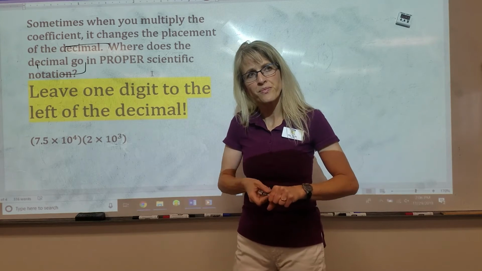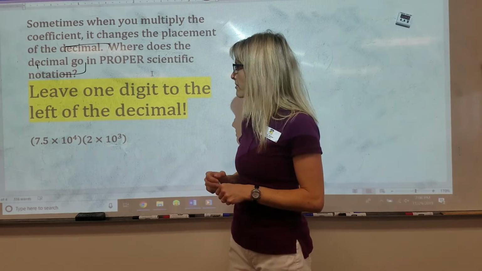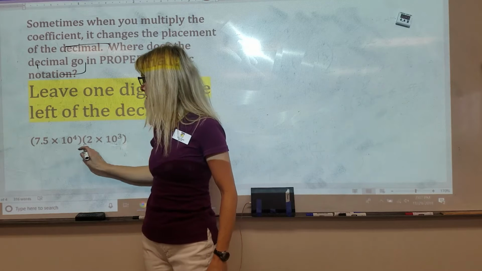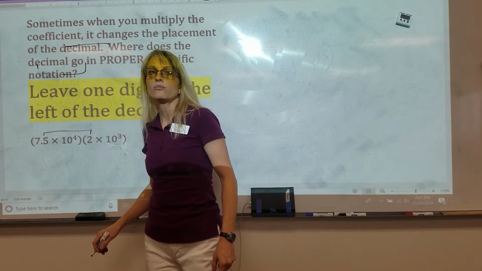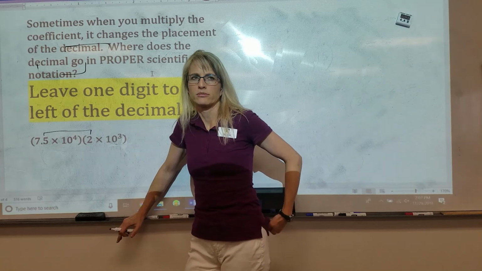Joseph. Couldn't you technically just do it like 7.5 times 10 to the 4th and then do 2 times 10 to the 3rd? How would you multiply it though?